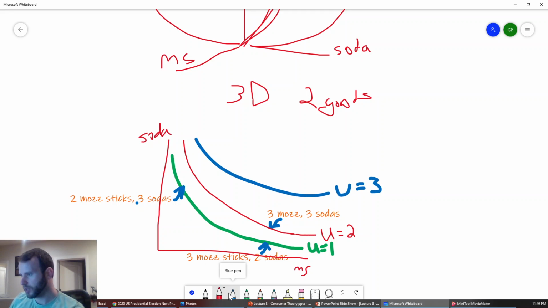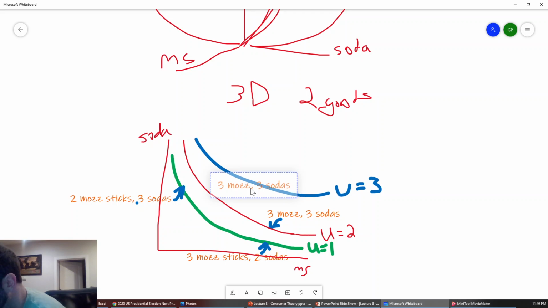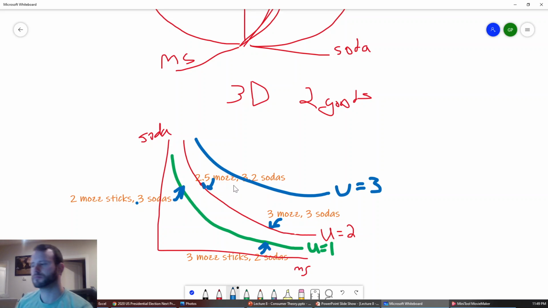And then you could have another point that gives you a utility of 2, so it's going to be on this red line. That will be, let's say, 2.5 mod sticks and 3.2 sodas. And that could be like this point right here. And then you can have more mod sticks and some combination of mod sticks and soda that'll get you at higher points.